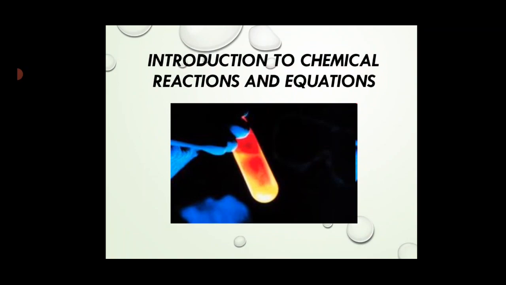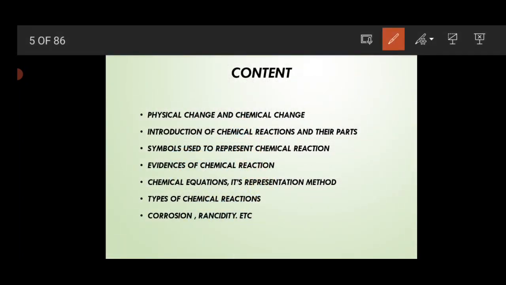Introduction of chemical reactions and equations. So let's just see what are the topics we will discuss in this chapter. In this chapter we will discuss physical and chemical change. Then we will discuss chemical reaction and their parts. Third, we will discuss the symbols used to represent a chemical reaction. And fourth, we will discuss the evidences of chemical reaction.